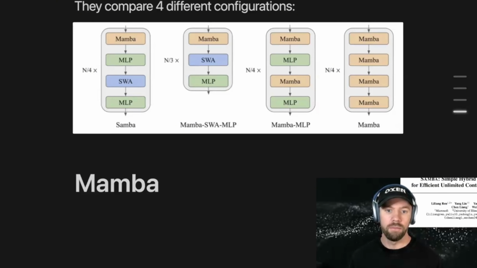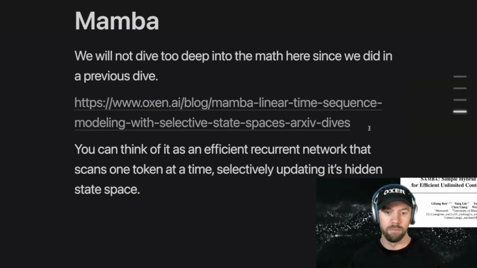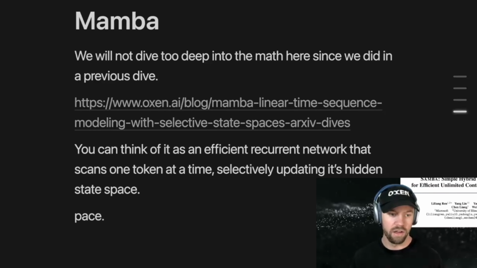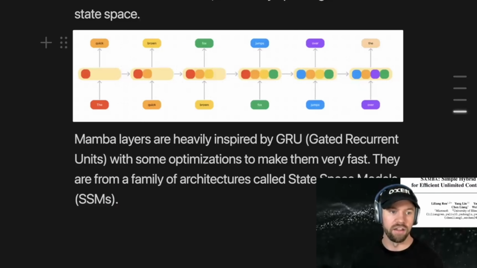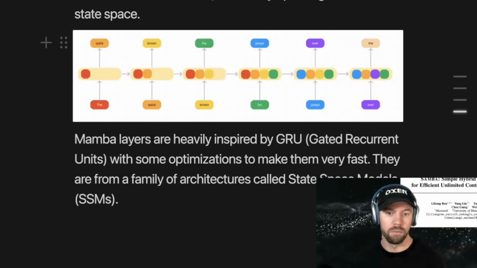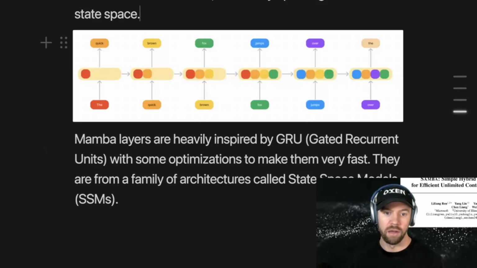So we won't dive too deep into the math for Mamba since we did that in a previous dive. But at a high level, you can think of it just as a recurrent neural network. And Mamba is heavily inspired by gated recurrent units. I like to think of it in this sort of diagram where you have a hidden space that you're updating over time, and you might have a sentence like "the quick brown fox jumps over." As you're going along that sentence, you're having to selectively decide what you keep within that hidden space to be able to predict the next word.